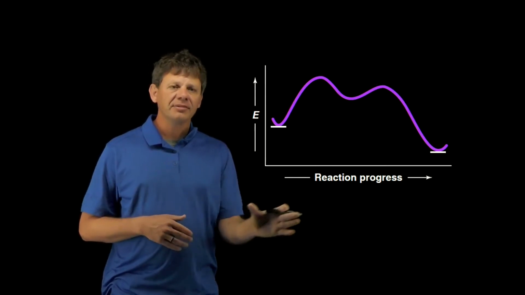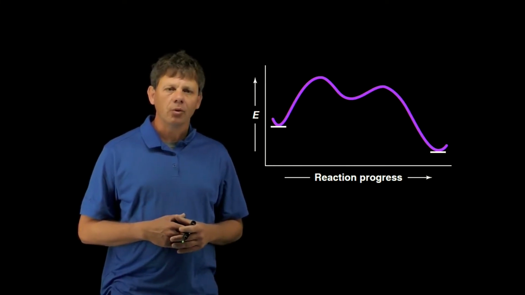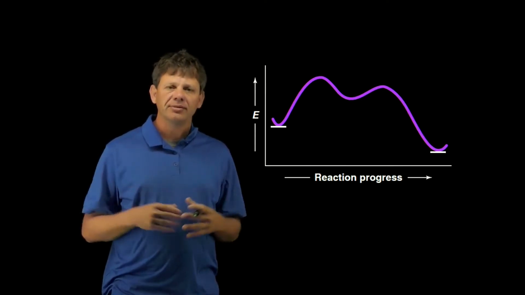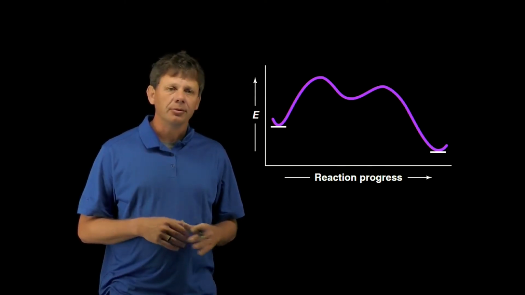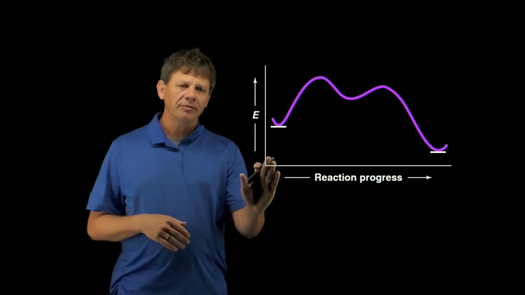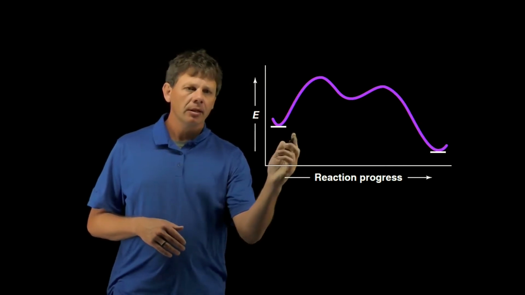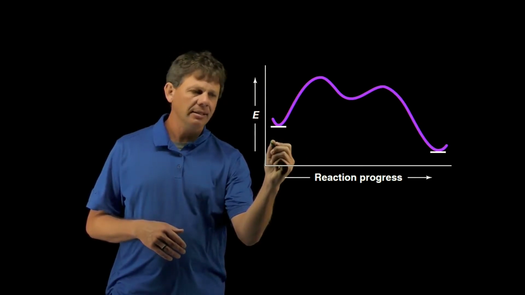This assessment asks us to label the reaction coordinate diagram, things like reactants, products, intermediates, transition states, etc. Let's do that. Over here, and you'll have to forgive the weatherman effect, is where the reaction is going to start. So that will be our reactant.